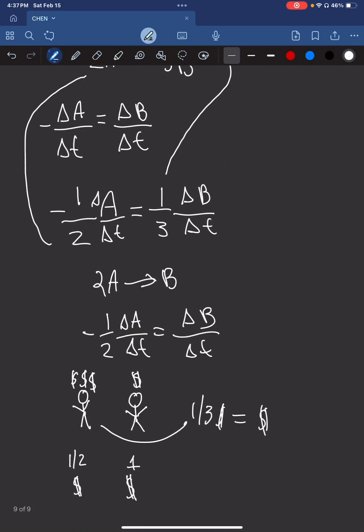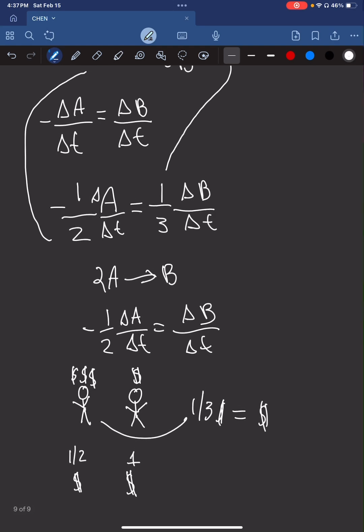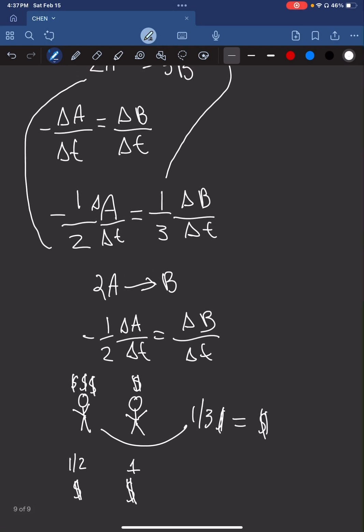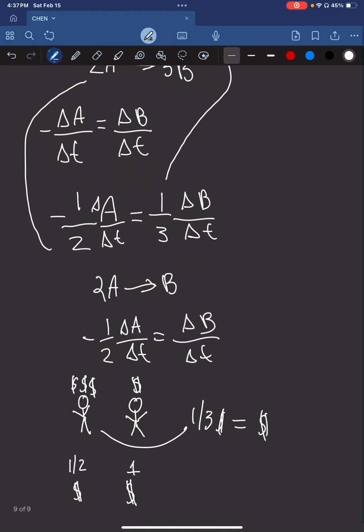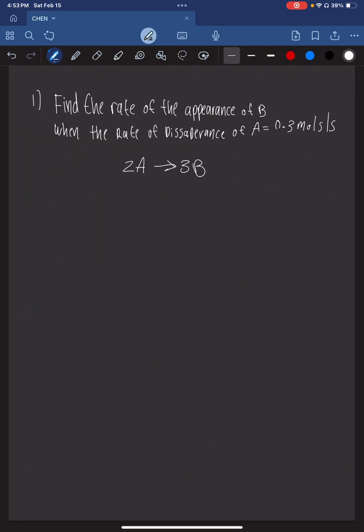So that's kind of the relationship we have to understand. The higher the coefficient, it kind of means that the chemical is transferring more to become the other. Now we're going to try and understand how we could solve for this numerically, which means we have to use a little bit of algebra. So our question is to find the rate of appearance of B when the rate of disappearance of A is 0.3 moles per second.